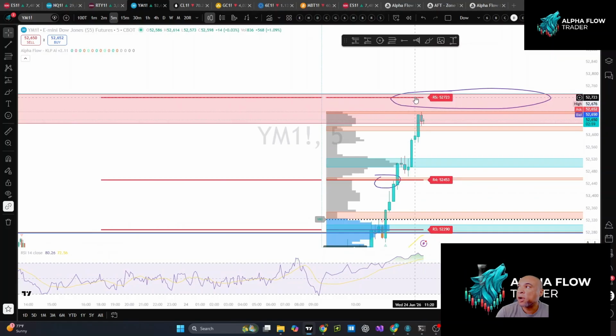R5 is a single price point resistance level. A supply zone is a range from 52,733 down to 52,640. So this whole area is just a supply zone to look for shorts.